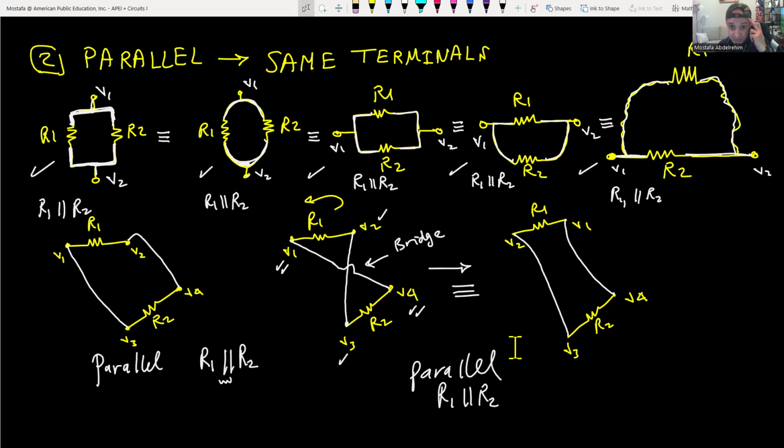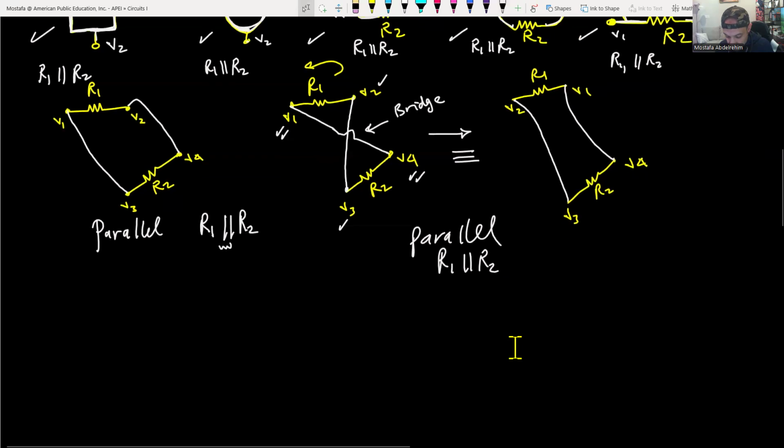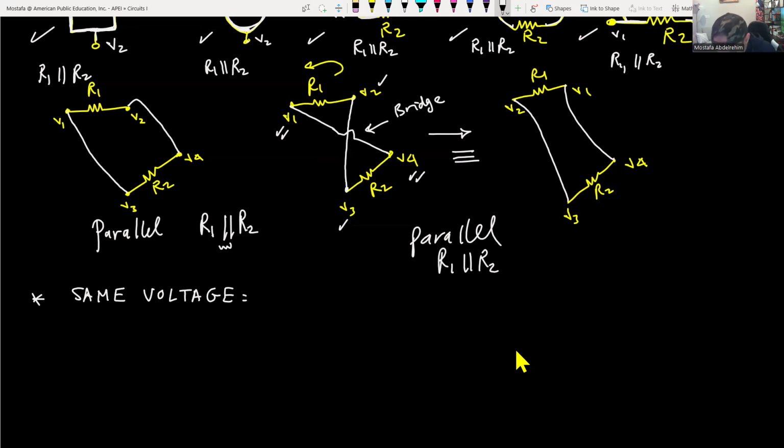Let's explore why. When I say same voltage, I have a resistor R1, and it has two terminals, V1 and V2. And I have another resistor, let's call it R2, and it has two terminals, V3 and V4. And V1 is connected to V3, and V2 is connected to V4. So they are parallel.